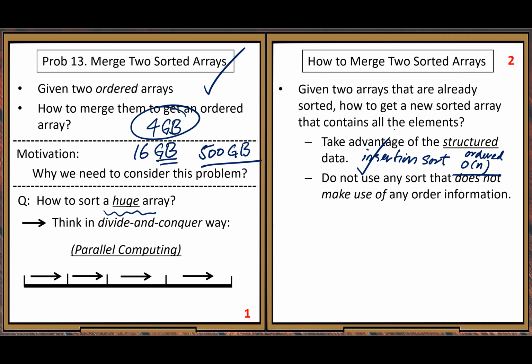That means we can borrow the idea of this insertion sort and try to solve our current problem, because they are related. The insertion sort and this merge operation are related, mainly on the order information, how to take advantage of order information to improve the efficiency.